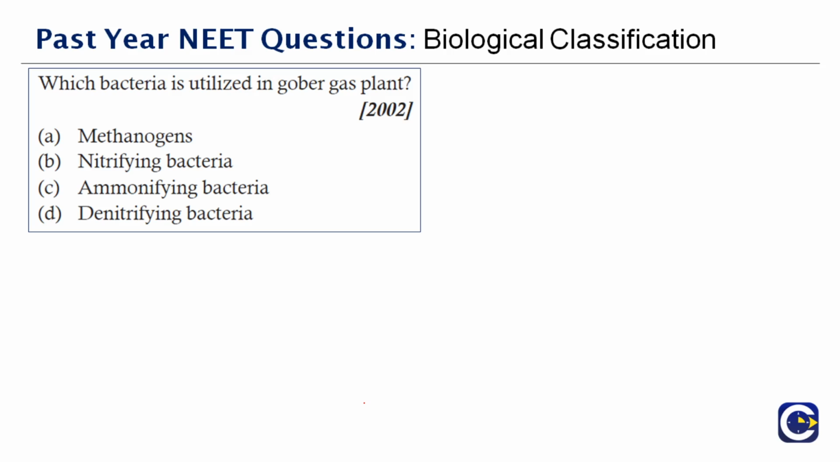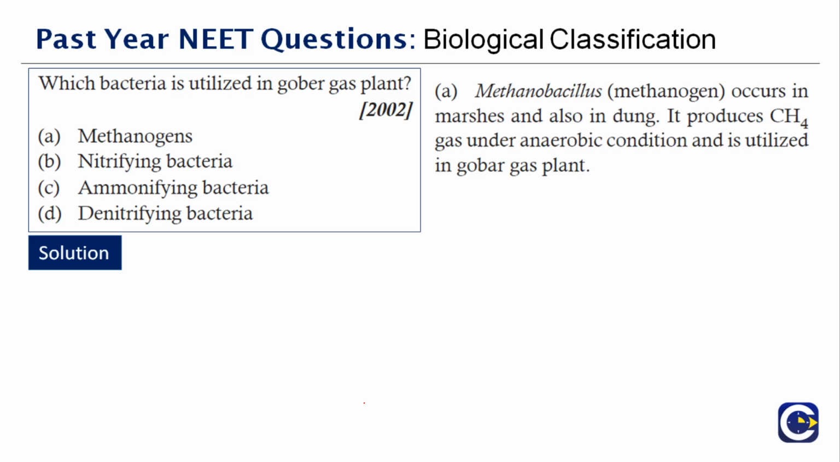Which bacteria is utilized in Khobar gas plant? It's again an easy question for you because we already discussed methanogens in the earlier parts. We talked about the waste eliminated after the metabolic activity from the ruminants, especially cows and cattle. Their metabolic waste is rich in methanogens. So the correct answer here is methanogens.